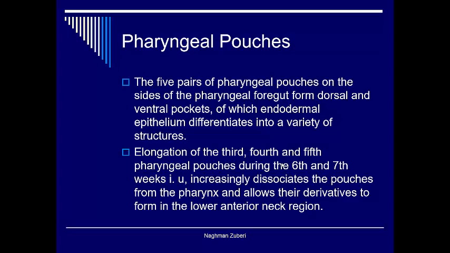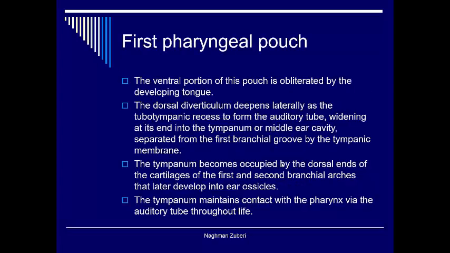Elongation of the third, fourth, and fifth pharyngeal pouches during the 6th and 7th weeks intrauterine increasingly dissociates the pouches from the pharynx and allows their derivatives to form in the lower anterior neck region. First pharyngeal pouch. The ventral portion of this pouch is obliterated by the developing tongue.